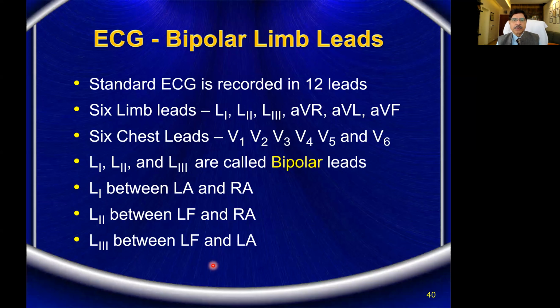We also learned there are 12 cameras recording the electrical activity: 6 of them are limb leads and 6 are chest leads. Among the limb leads, 3 are bipolar: L1 between LA and RA, L2 between left foot and RA, and L3 between left foot and LA. Simply speaking, L1 is the horizontal lead between right arm and left arm, with the left arm positive. Likewise, in L2 and L3 the foot is the positive lead. In ECG, man has only one foot, the left foot. Connecting the left foot and right arm is lead 2, and the left foot and left arm is lead 3.